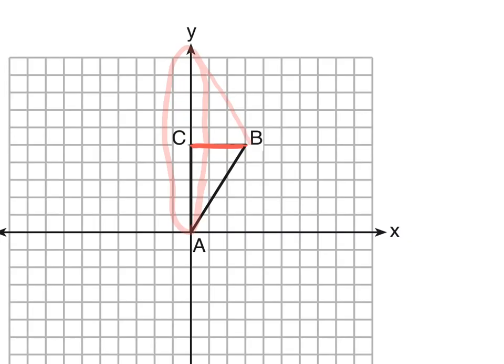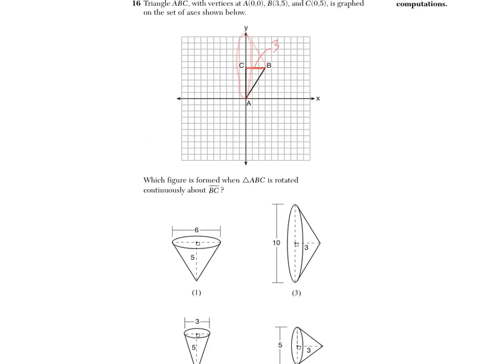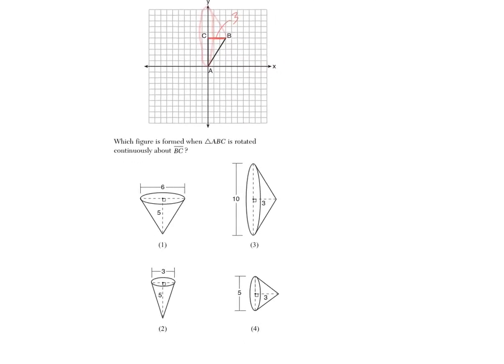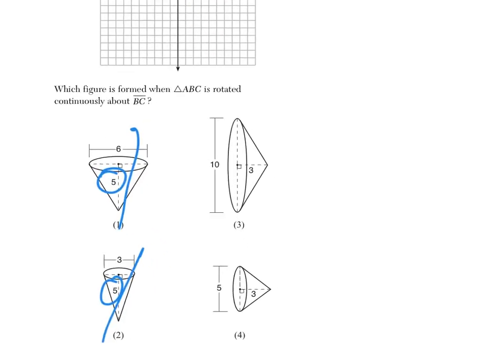And so that means that BC is the height. So if BC is the height, this has got a height of 3 units. Let's take a look at our 4 options. Well, what do we know? I can see that the height of options 1 and 2 are 5, and that's not a good look. We're looking for a height of 3, so we can nix options 1 and 2. Let's take a look at options 3 and 4 a little bit more thoroughly.